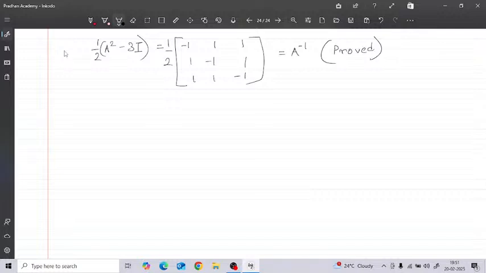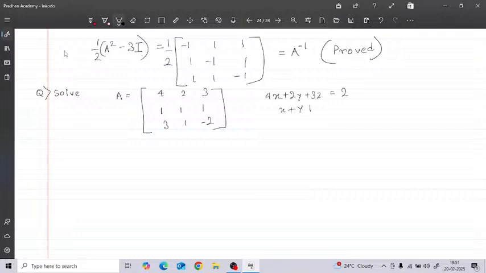Let's move to the last question of today. We have to solve A equals to 4 2 3, 1 1 1, 3 1 minus 2. 4x plus 2y plus 3z equals to 2, x plus y plus z is equal to 1, 3x plus y minus 2z is equal to 5. Okay, now I have to solve it.